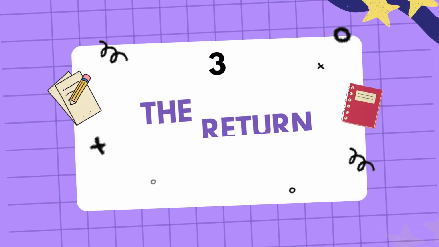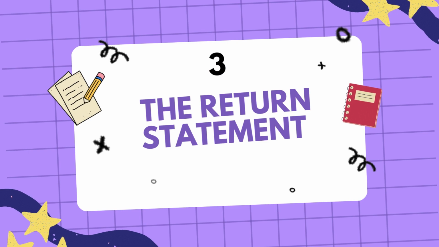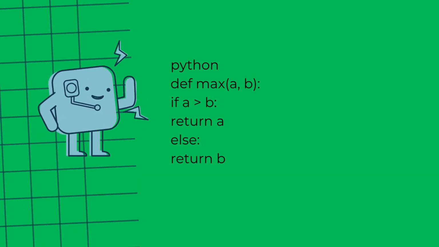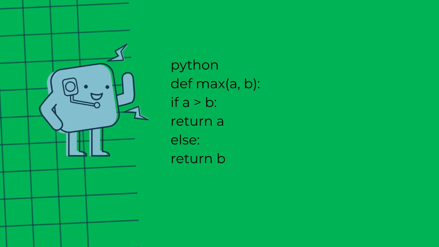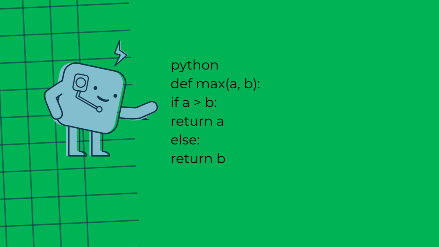The return statement ends the function execution and specifies the value to be returned. Python: def max(a, b): if a > b: return a else: return b.